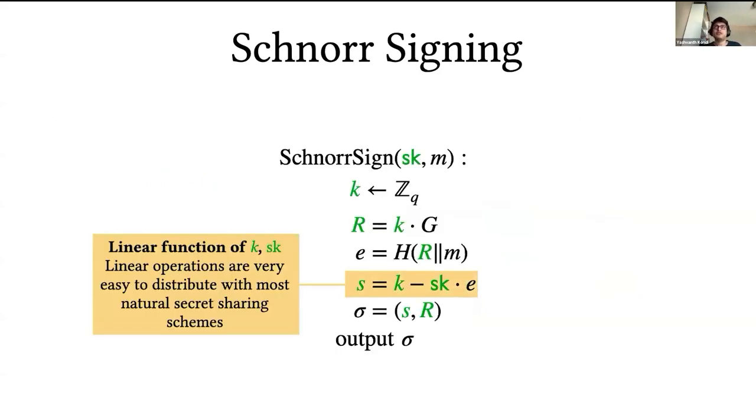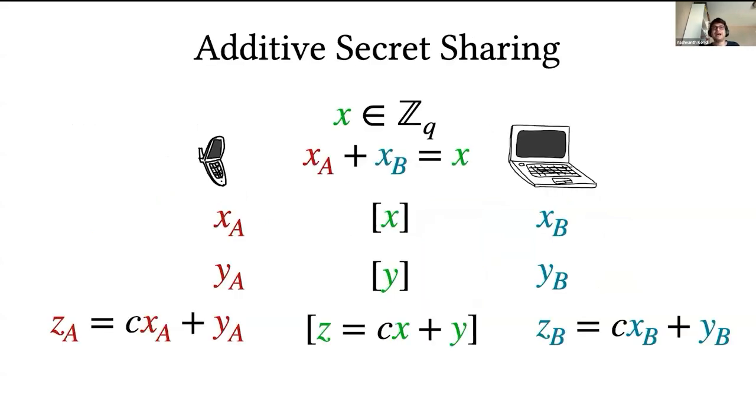The part that gets a lot of focus when we talk about Schnorr and threshold signing is the fact that the signing equation is a linear function of the nonce and the signing key, and linear operations tend to be quite easy to distribute. For instance, if you consider additive secret sharing, where we have two devices and each device holds an additive half of the secret, additive secret sharing is very friendly to linear operations, like many natural secret sharing schemes, where if you want to compute Z, that's a linear combination of X and Y, both the devices can just locally combine their additive shares.